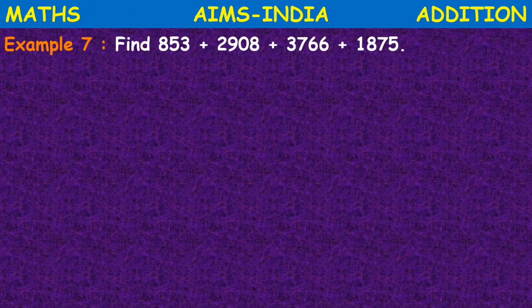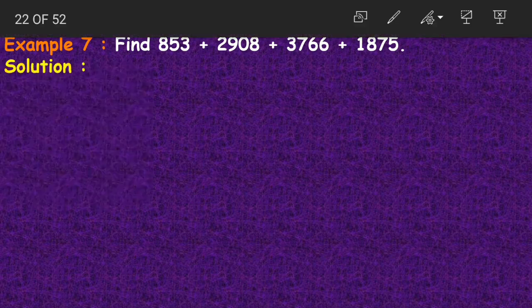Moving on to the next question. Find 853 plus 2908 plus 3766 plus 1875. Now again, what to do? First, write all the numbers.